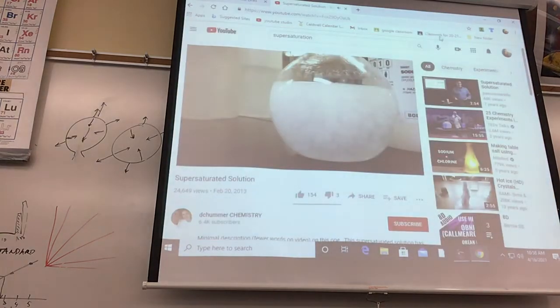But if you think about what's happening there at the molecular level, at the atomic level, those crystals are being added like how many millions per second? And they build in these neat little crystals like that.